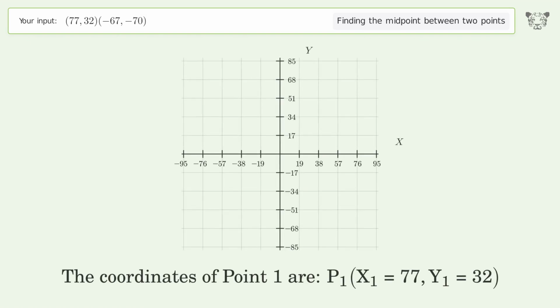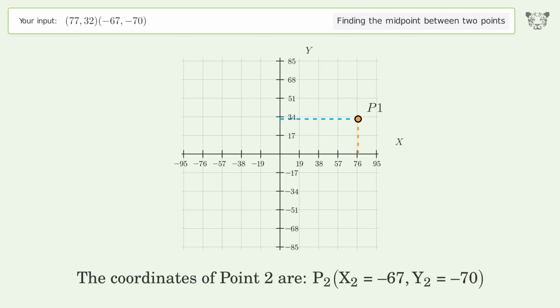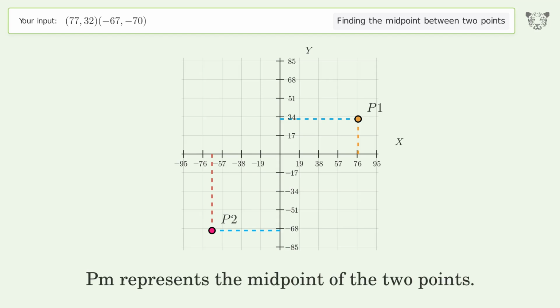The coordinates of point 1 are x1 equals 77, y1 equals 32. The coordinates of point 2 are x2 equals -67, y2 equals -70. PM represents the midpoint of the 2 points.